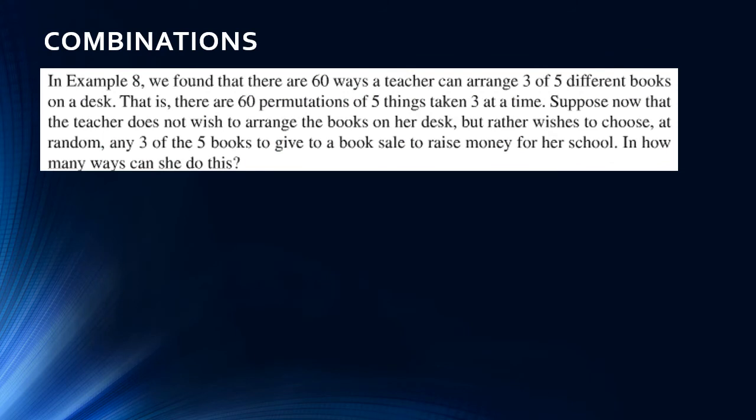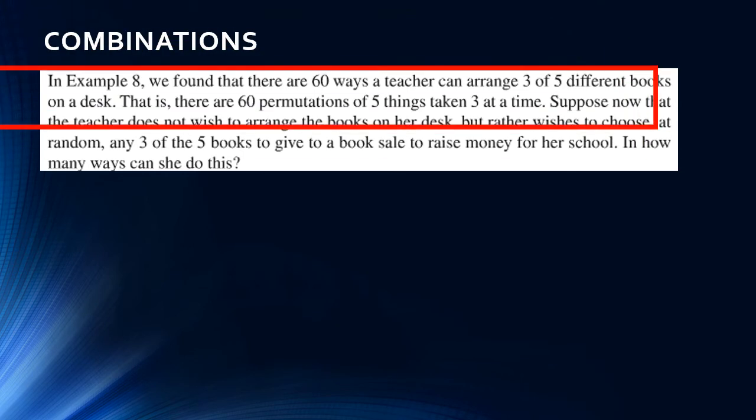All right. In example 8, we found that there are 60 ways a teacher can arrange 3 of 5 different books on a desk. That is, there are 60 permutations of 5 things taken 3 at a time. Suppose now that the teacher does not wish to arrange the books on her desk, but wishes to choose at random any 3 of the 5 books to give to a book sale to raise money for her school. In how many ways can she do this?